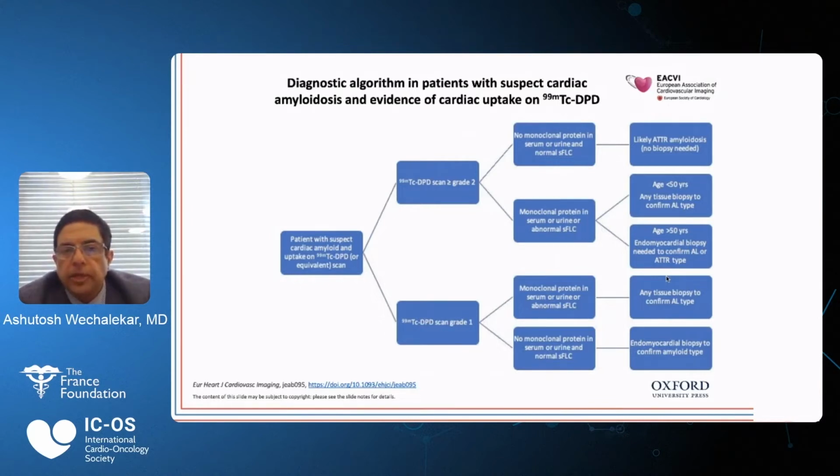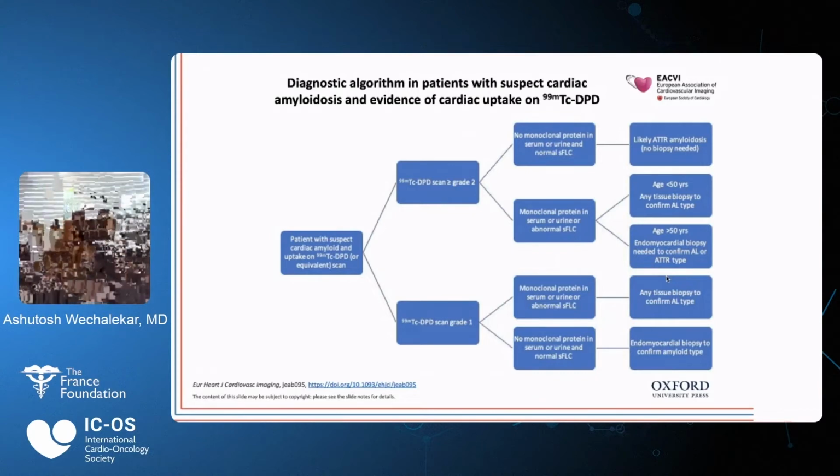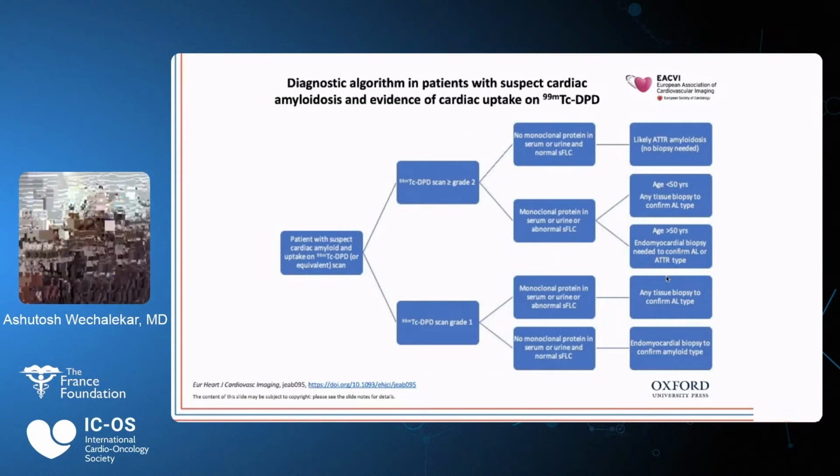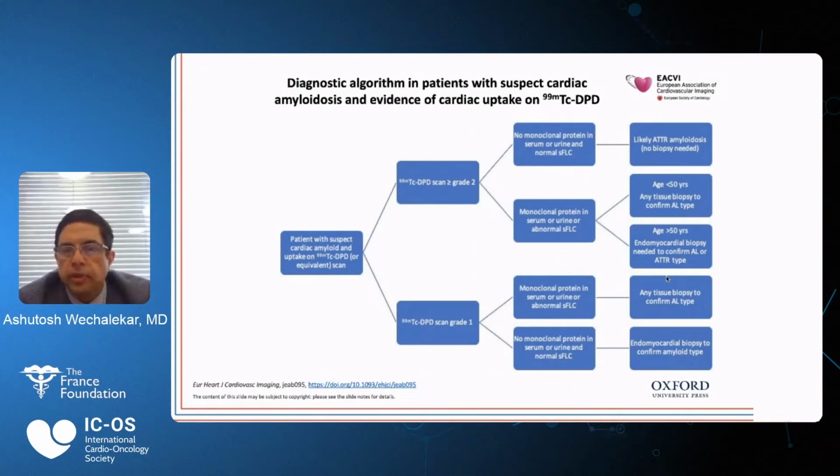Conversely, if the patient has a low-grade DPD uptake, such as a grade 1 uptake, then it's very unlikely to be ATTR amyloidosis. If you have got a monoclonal protein, we could simply do any peripheral tissue biopsy to confirm AL, but if we don't have a monoclonal protein, then we still need an endomyocardial biopsy for confirming diagnosis. On the other hand, if you have got grade 2 uptake and no monoclonal protein, then it fulfills the non-biopsy diagnostic criteria as published by our colleague Julian Gilmore in a global collaboration and confirms the diagnosis of ATTR amyloidosis.